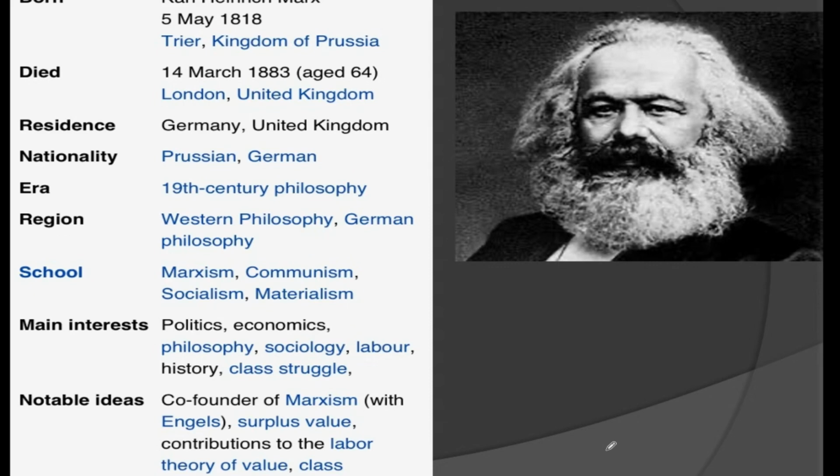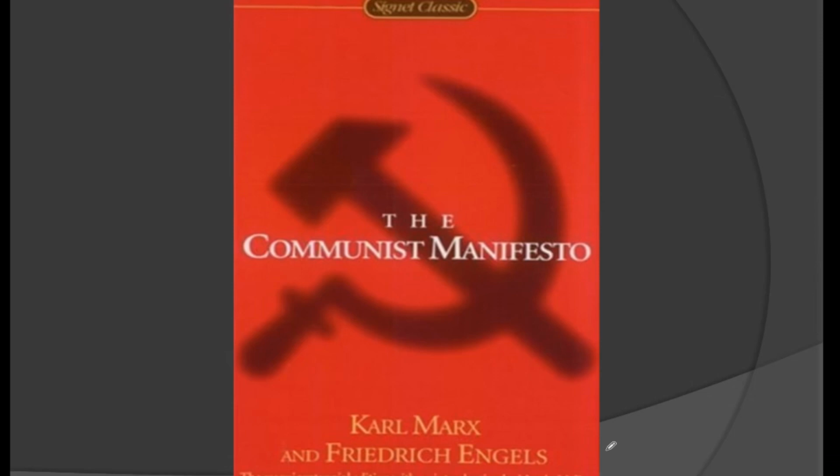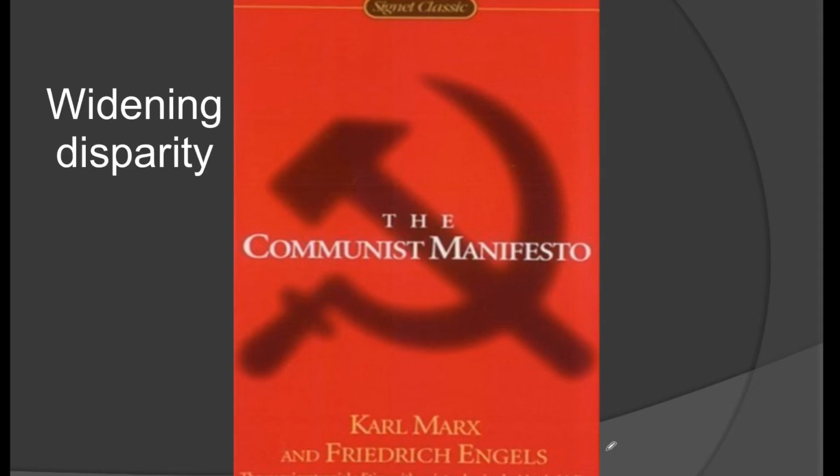He made 4 important points in his book, The Communist Manifesto. In this book, he stated the widening disparity in the European society. In that observation, Karl Marx argued that the rich or the capitalists dominated the economy as well as power, while workers were the victim. So point number 2, Karl Marx called for workers of the world to unite.